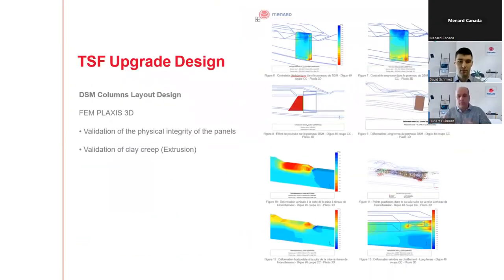When it comes to final design, or fine tuning your design, you can also work with finite element modeling. Here we conducted a few validations of the extrusion in between the panels and the structural integrity using Plaxis 3D. This is even more important if you have a very weak type of clay, for example, where you suspect that there could be extrusion.